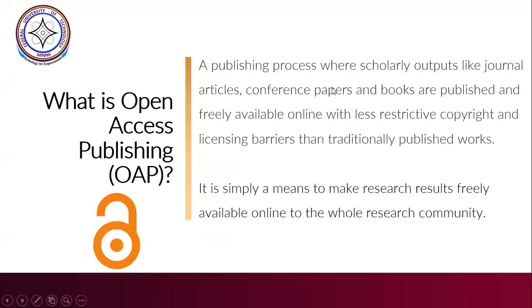So what exactly is open access publishing? Open access publishing is a publishing process where scholarly outputs like journal articles, conference papers, and books are published and freely available online with less restrictive copyright and licensing barriers than the traditional published work.